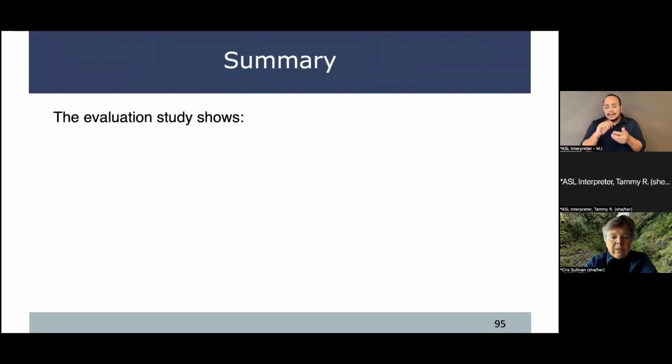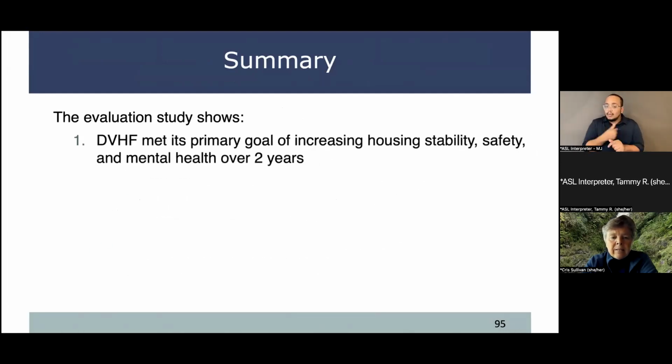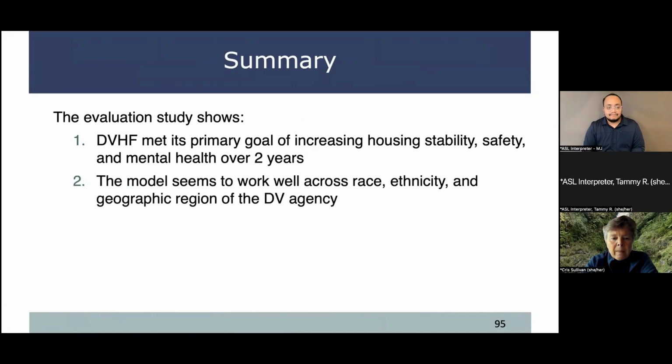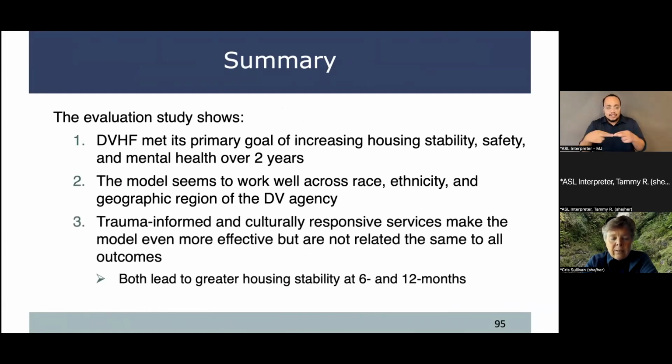So we have a lot more that we want to look at, but we really are interested in what these findings mean. So in summary, what we're finding is that the DVHF model met its primary goal of increasing housing stability, safety, and mental health and well-being over 2 years. The model seems to work well across race, ethnicity, and geographic region of the agency providing services. And this is again within people who received the model, whether services were trauma-informed and or culturally responsive made a big difference for survivors. They both led to greater housing stability at both 6 and 12 months.